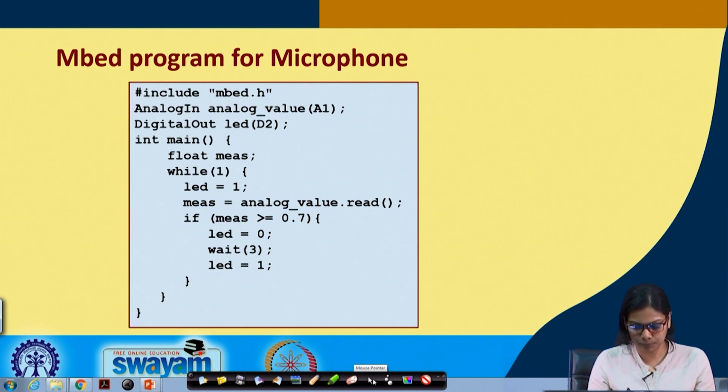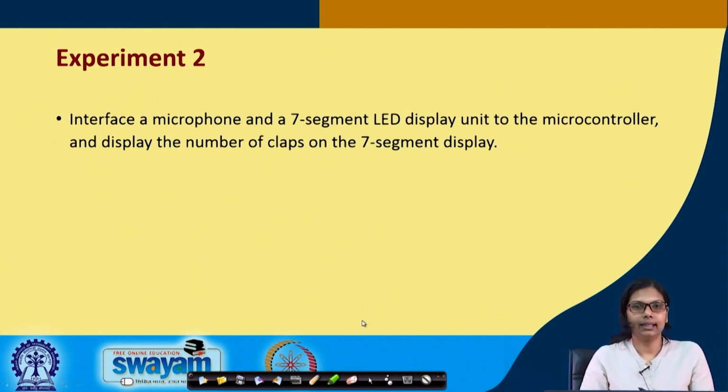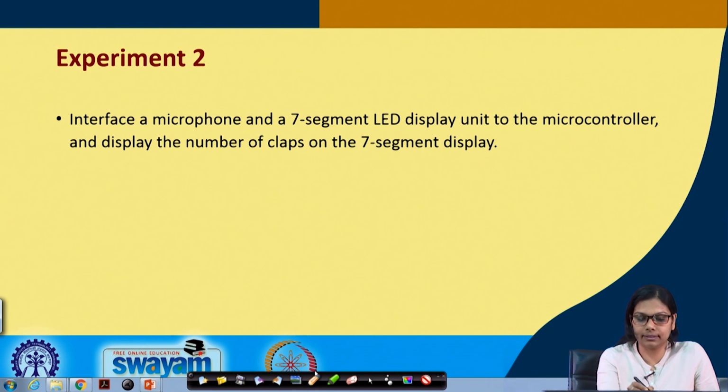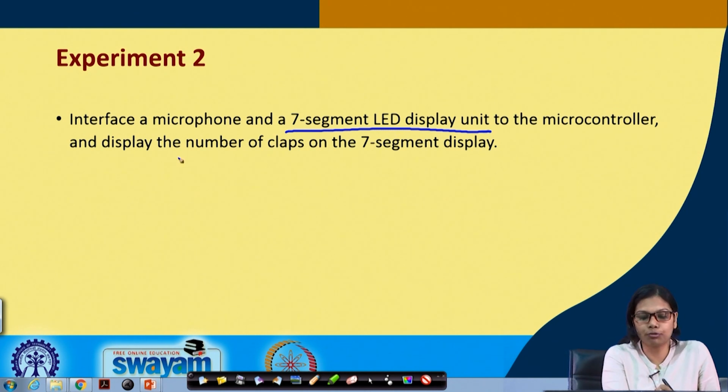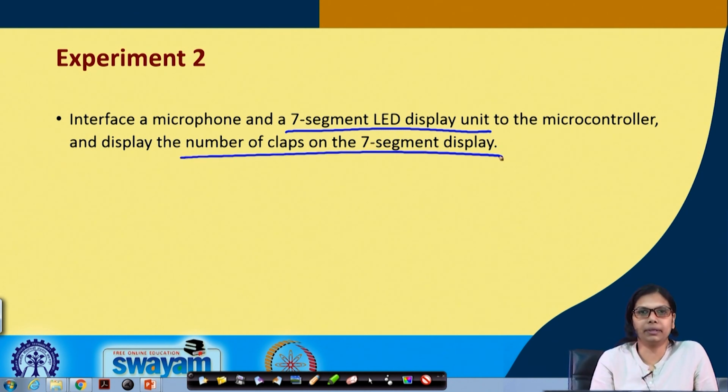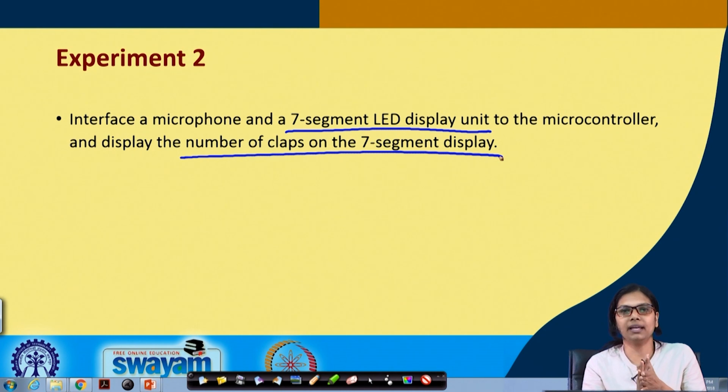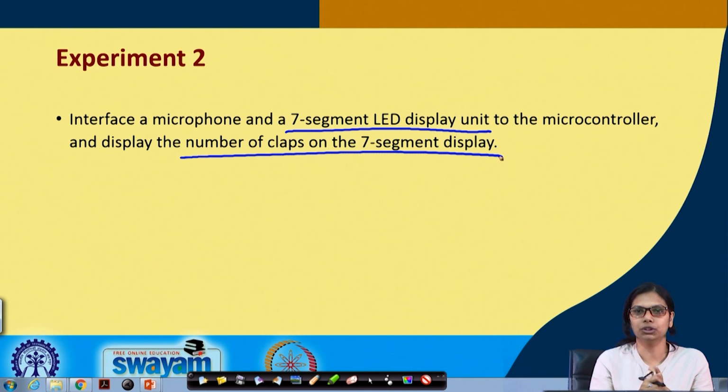Next, the next experiment is we interface this microphone and a 7-segment display, which we already have seen, to the microcontroller and display the number of claps on the 7-segment display. Okay. So, whenever I make a clap, the 7-segment value will get incremented, and when it reaches 9, again the same way it will turn back to 0.